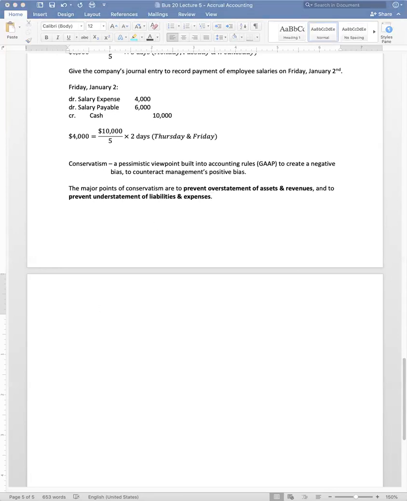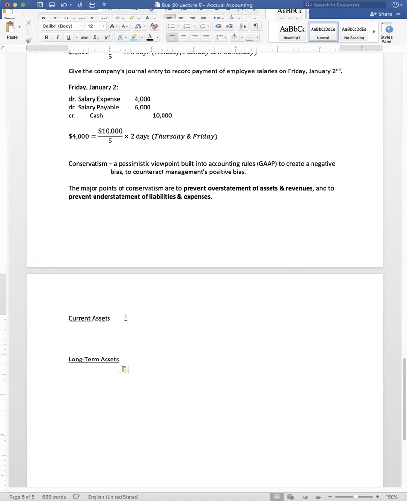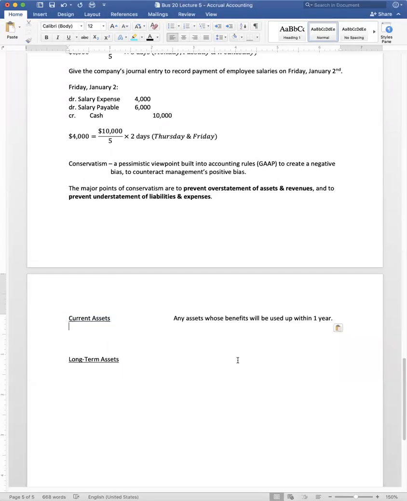So assets are subcategorized into current assets and long-term assets. Now, an asset is a future benefit. So a current asset is an asset whose benefit will be used up within 1 year. And a long-term asset is an asset whose benefit will be fully used in more than 1 year. So current means that we're using it up within the next year. Long-term means it's going to take more than a year to fully use it up.